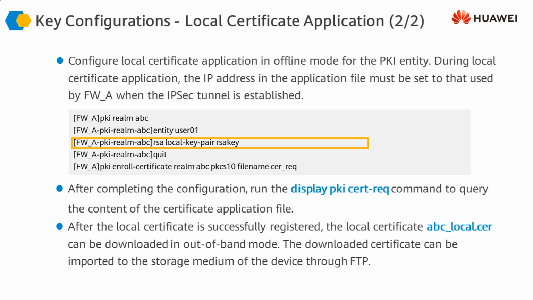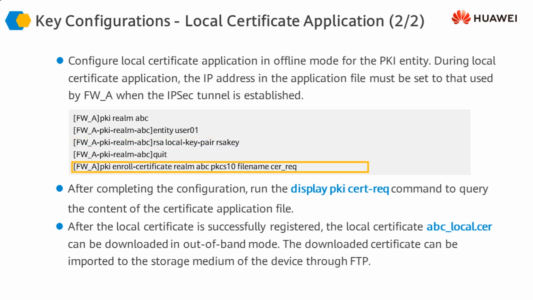Now that this realm has been created, we give a command: PKI enroll certificate using realm ABC PKCS10, which means that this is going to be done offline, and the file name is certificate request. This is going to be stored in the form of a file called certificate request or CERDREC.